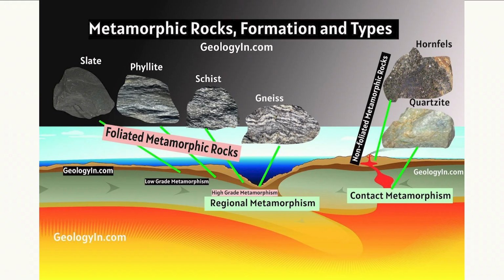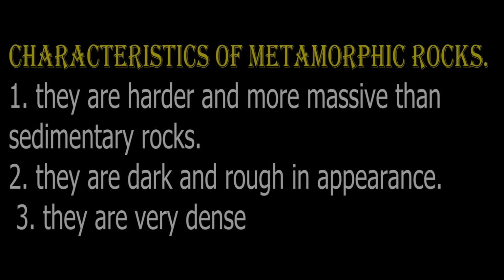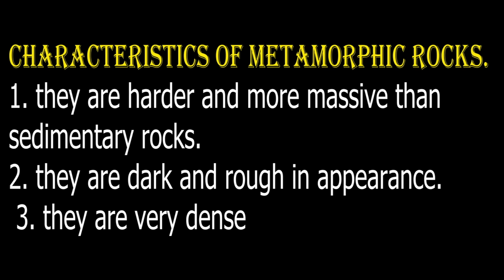Let us look at formation of metamorphic rocks. They are rocks that are formed from the changes in igneous and sedimentary rocks as a result of being subjected to high temperature and pressure. They are usually dull and rough in appearance. Examples of metamorphic rocks are marbles, slate, gneisses.